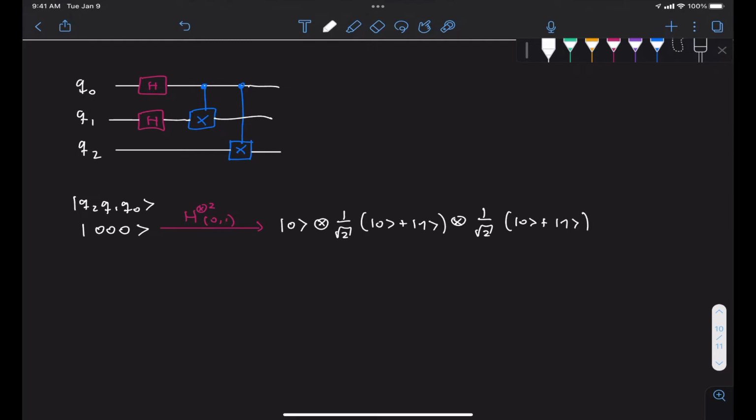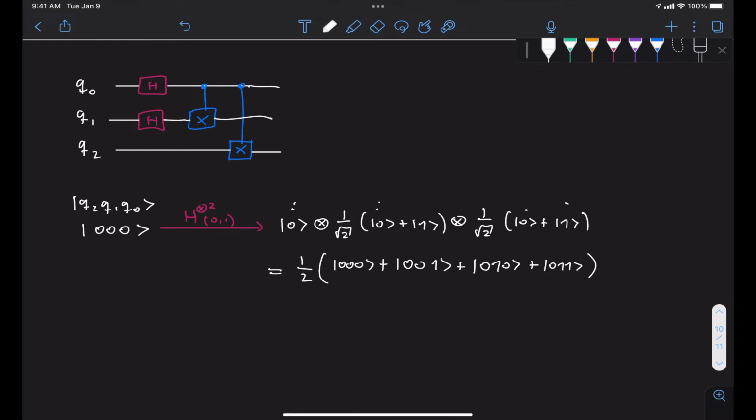And now if we distribute our qubits here, we know that this state is equal to 1 over 2, from 1 over root 2 times 1 over root 2, and then times state 0, 0, 0, that's this, this, and this, plus 0, 0, 1, right? So this, this, and this, and then we continue with the distribution, and we get plus state 0, 1, 0, and plus state 0, 1, 1.